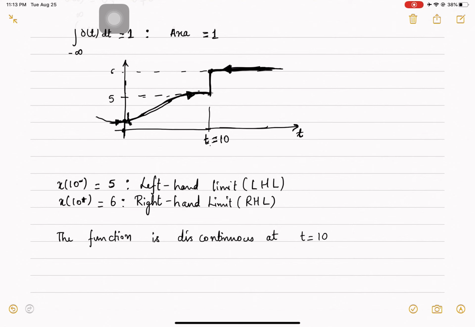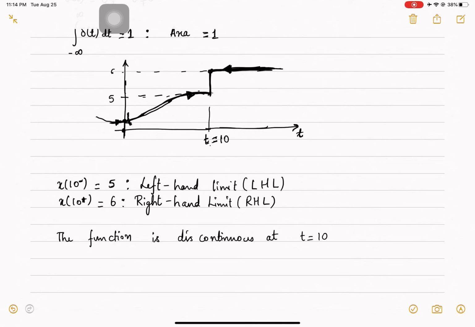Now, either you can use the definition, where x of t plus delta t minus x of t, divided by delta t, with the limit as delta t tends to 0. At this point, t equal to 10, you will get the slope to be equal to infinity, right? The denominator goes to 0, whereas the numerator will be equal to 6 minus 5, which is 1. So the slope will be infinity.